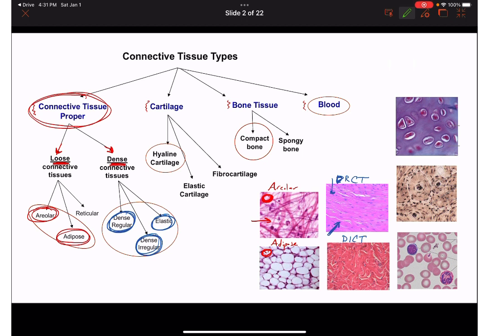Another category of connective tissue is cartilage. And there's actually 3 different types of cartilage found different places in the body. There's fibrocartilage, elastic cartilage, and the one we're going to look at most in class, hyaline cartilage. And this tissue right there is hyaline cartilage.